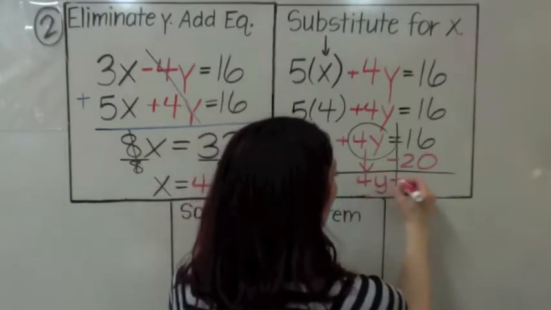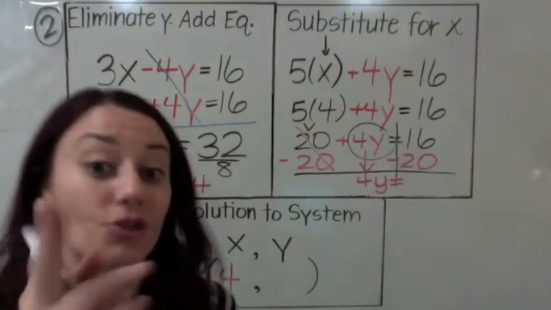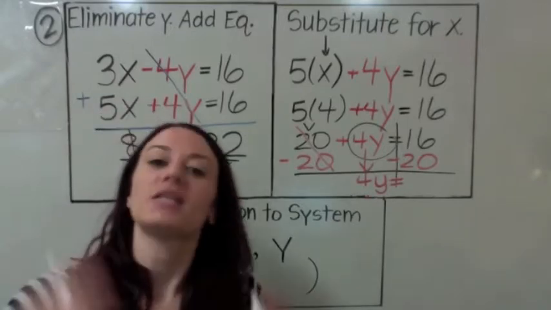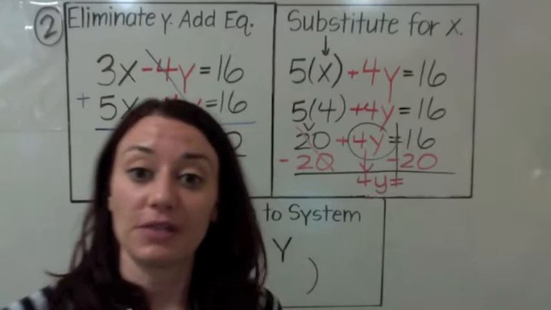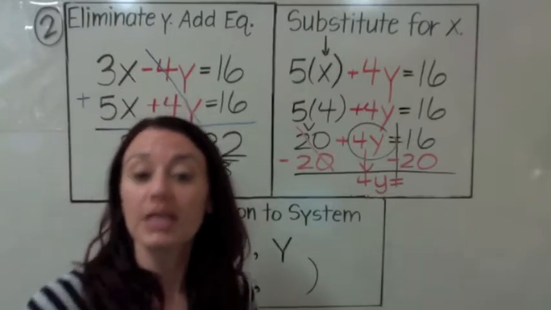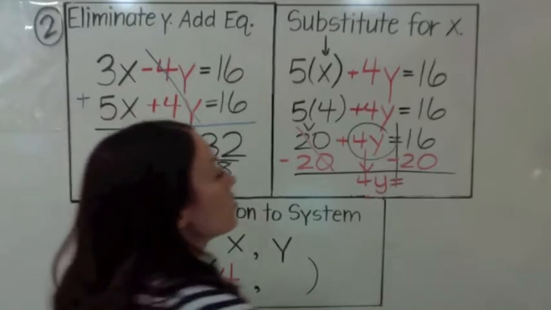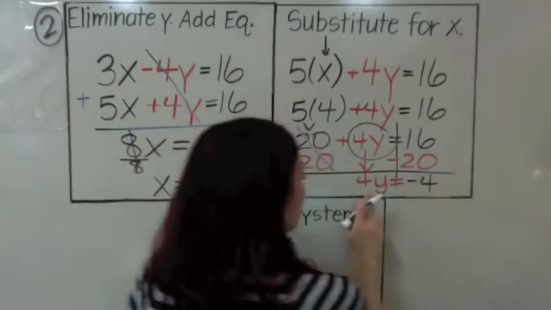So now 4y equals what? 16 minus 20. Don't tell me it's 4. Because it's a positive 16 and a negative 20. So are they same signs or different signs? Different signs. So you say different signs, subtract, keep the sign of the higher number, then you'll be exact. So it's going to be negative 4, but we are not done yet.